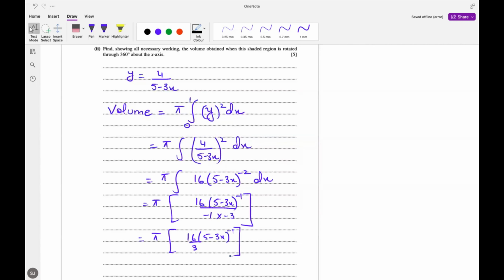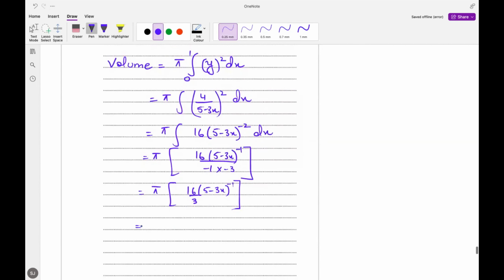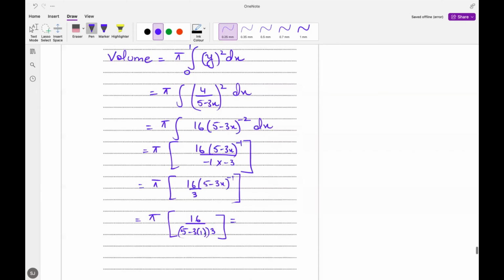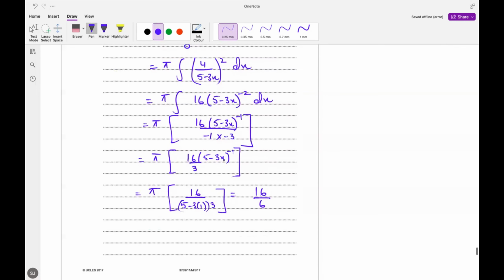Now substituting the limits 1 and 0. Substituting 1 over here, we'll get 16 upon (5 minus 3) into 1 times 3. 5 minus 3 is 2, 2 times 3 is 6. So this will become 16 upon 6. And substituting 0 over here, we'll get 16 upon 5 times 3, because 3 times 0 will become 0. So this will become 16 upon 15.